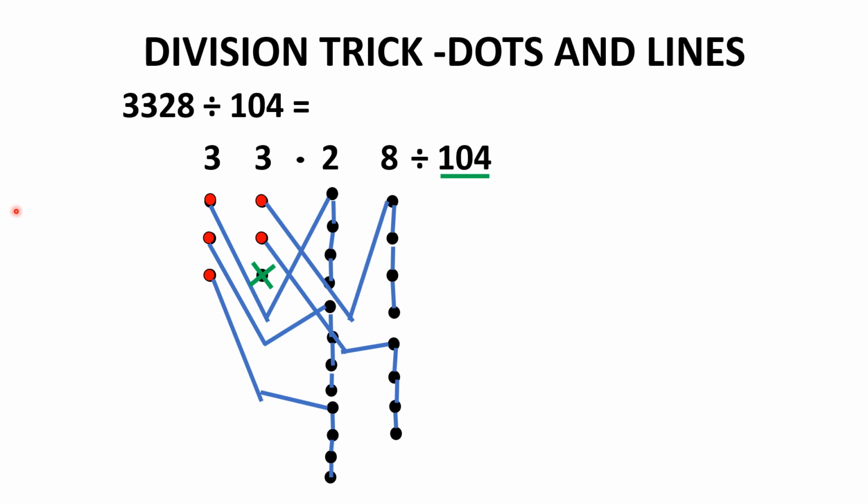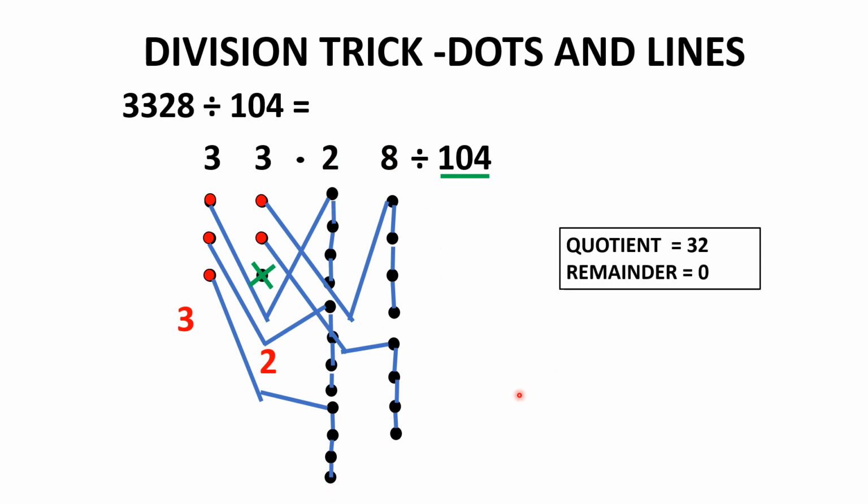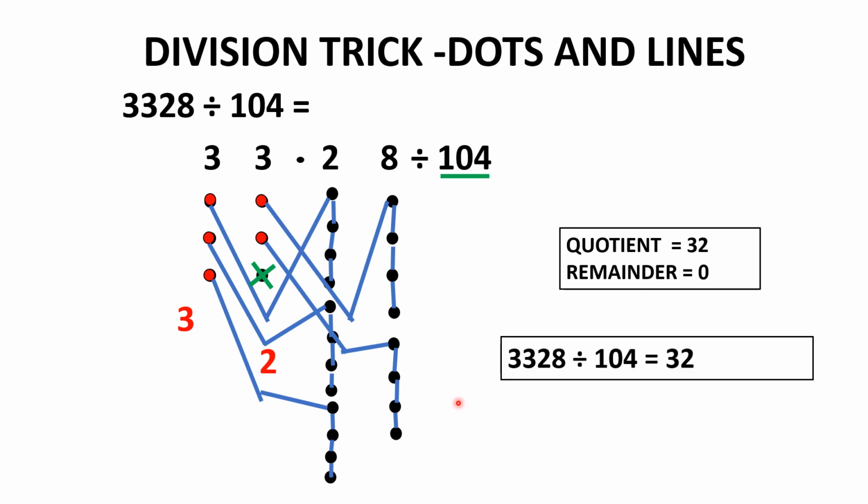Now we will count the initial points. Under 3 we got 3 red color points, the initial starting points. Under the next 3 only 1, 2. Now after the decimal point, if you see, are there any starting points over here? No. Under 8 also? No. Therefore our quotient is 32 and remainder is 0. Therefore 3328 divided by 104 is 32.